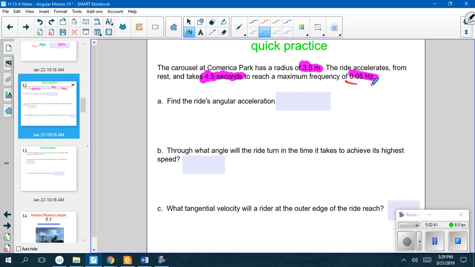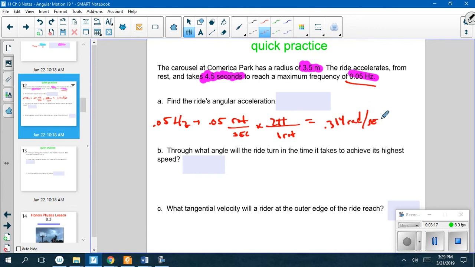No, this is giving us our maximum angular velocity. So this 0.05 hertz is actually 0.05 rotations or revolutions per second, right? Because a hertz is a vibration or cycle or rotation per second. So for every one rotation, we have 2π radians. So that should give us 0.314 radians per second. That's our final angular velocity.